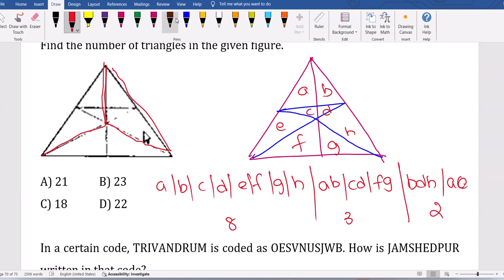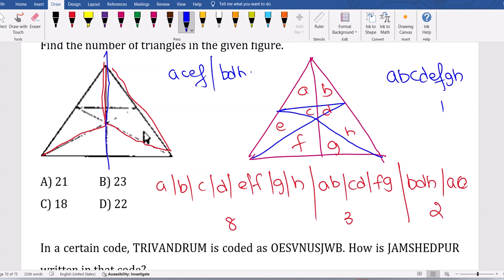Then 4 combinations. Entire A, B, C, D, E, F, G, H is a triangle, I agree. And here A, C, E, F, the entire left side part, and the right side part, B, D, H, G, 2. So 11 plus 5, 16. Then still other combinations.